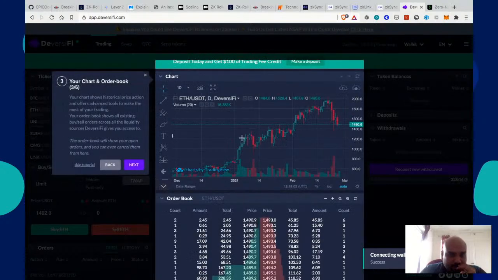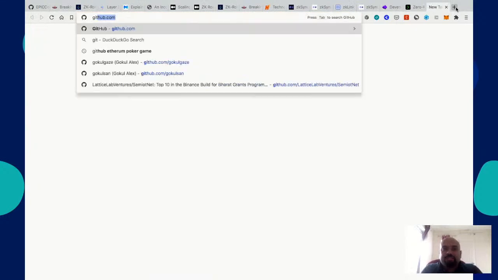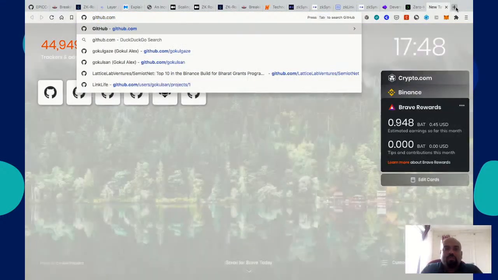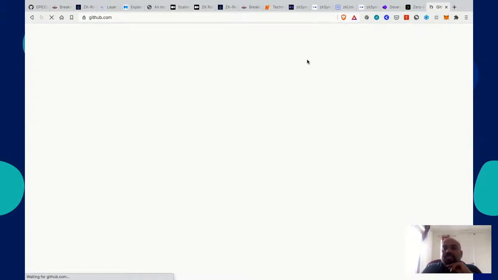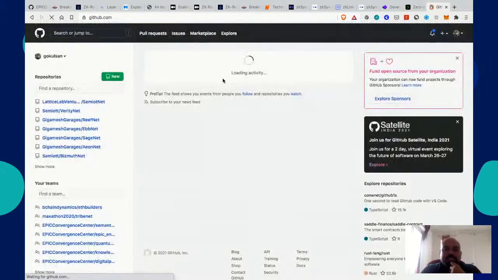So let me quickly show you an example of the code base. If anyone is interested to work on ZK rollups, a good place to start is the ZK Sync repository.